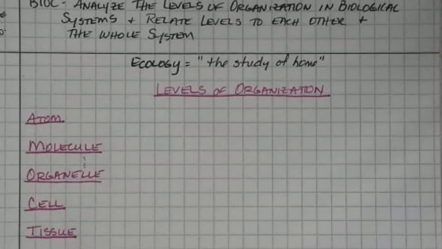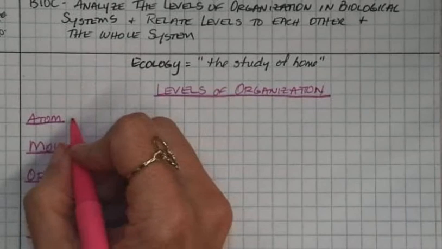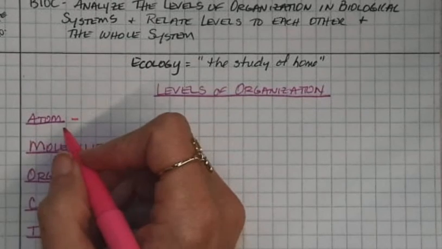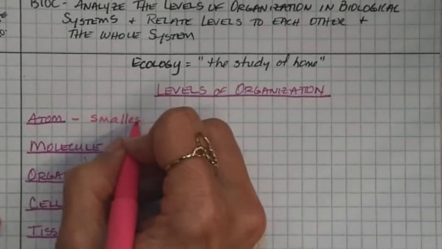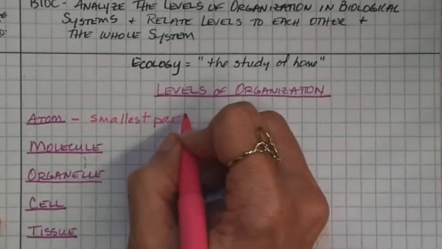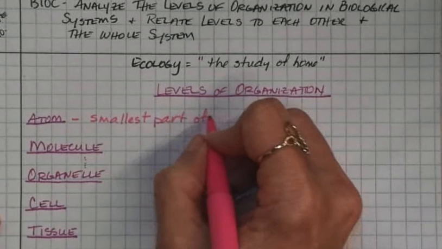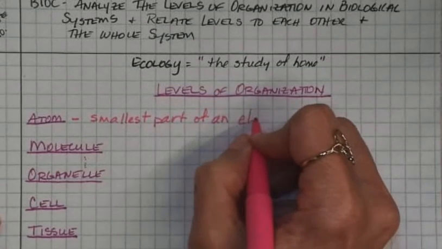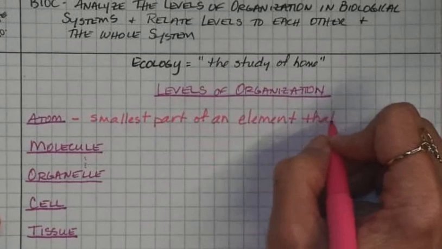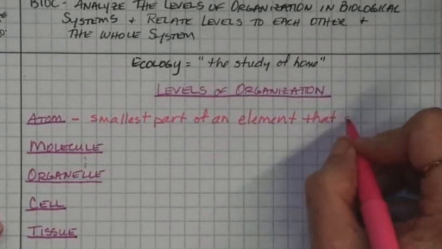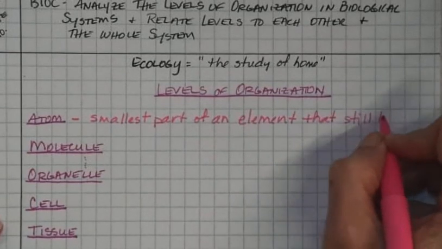So the second part of the notes, we're going to take those terms that we just wrote down and we're going to write brief explanations for them. So an atom is the smallest part of an element that still has the properties of that element.